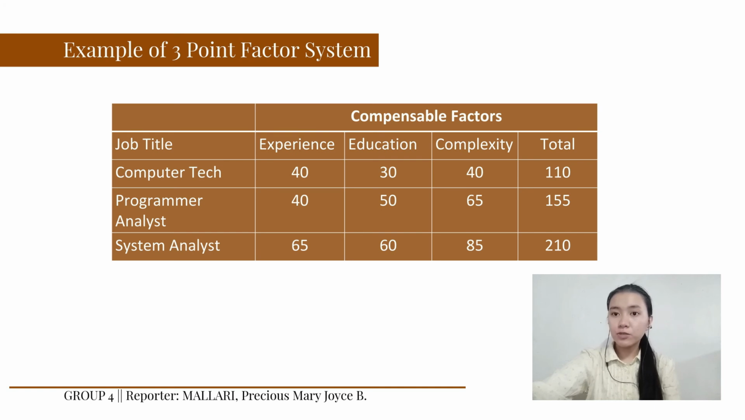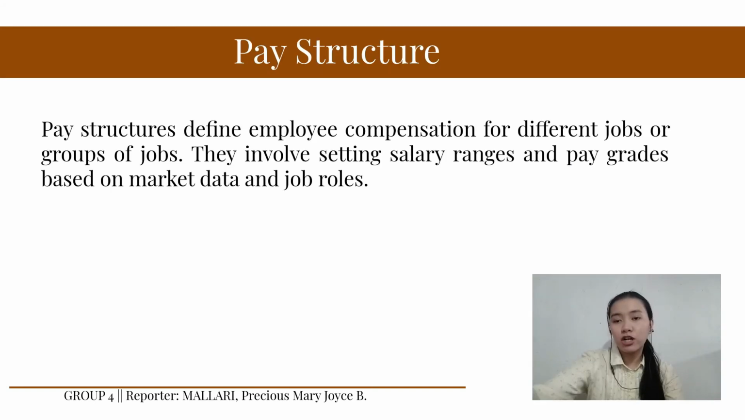The factors are experience, education, and complexity. After totaling them, we've arrived at 110 for computer tech, 155 for programmer analyst, and 210 for system analyst. Since system analyst has the highest score because it has the highest compensable factors, therefore it has the highest salary among the three. Structure. Pay structure defines employee compensation for different jobs or groups of jobs.